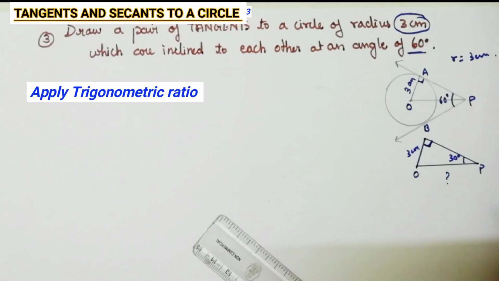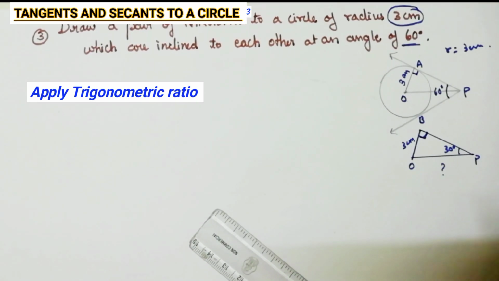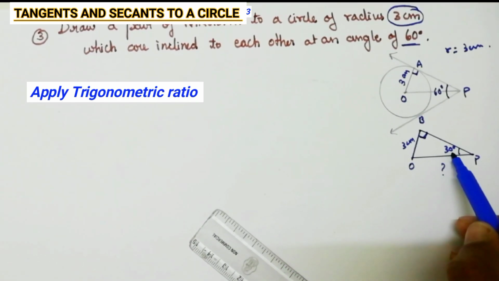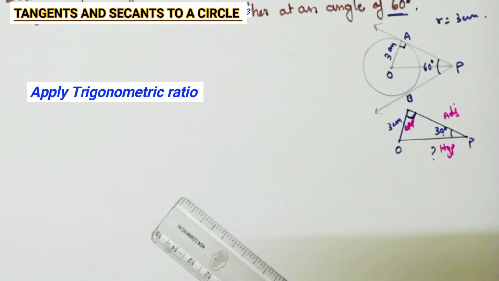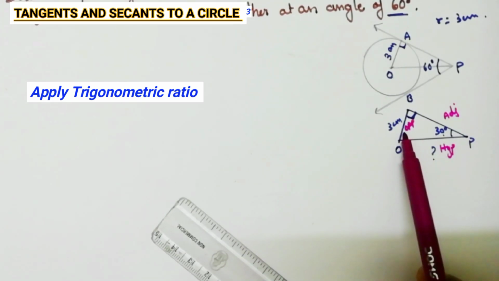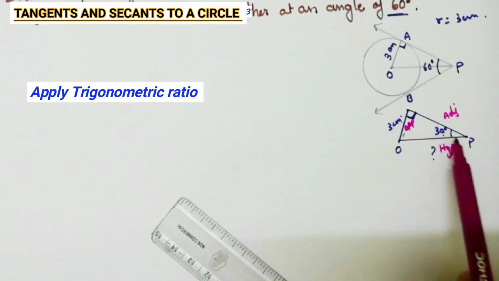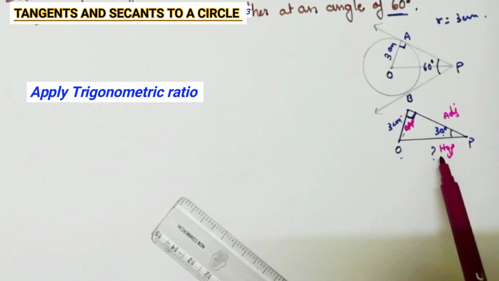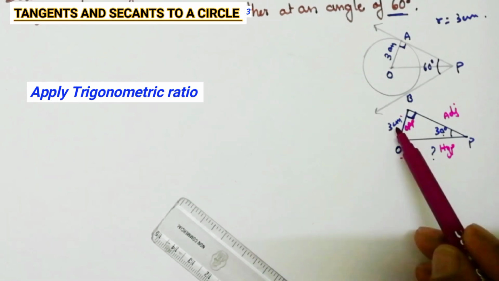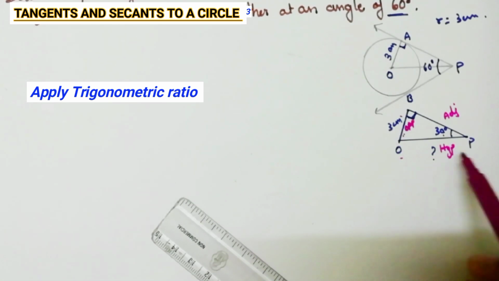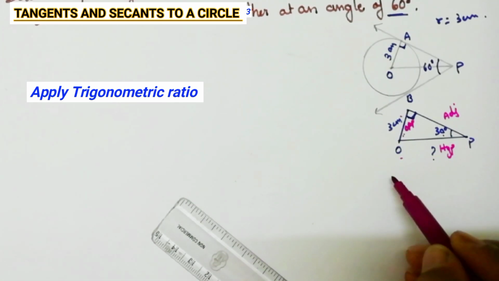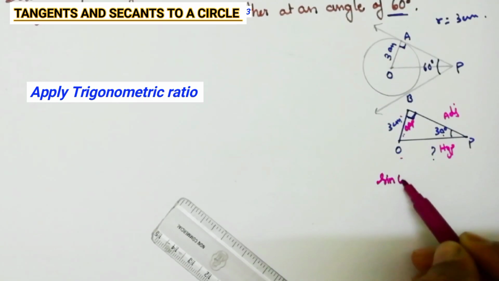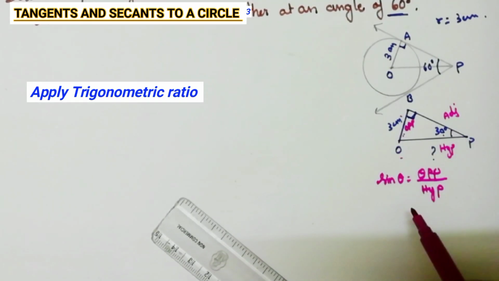We are going to find this value. To find this value, we can take this one as theta. Just try to recollect your trigonometry concept. Theta's opposite side is OB, adjacent side is BP, and hypotenuse is OP, which is opposite to the angle 90 degrees. Opposite by hypotenuse we want because we are bothered about hypotenuse. So we can take it as sine theta is equal to opposite by hypotenuse.